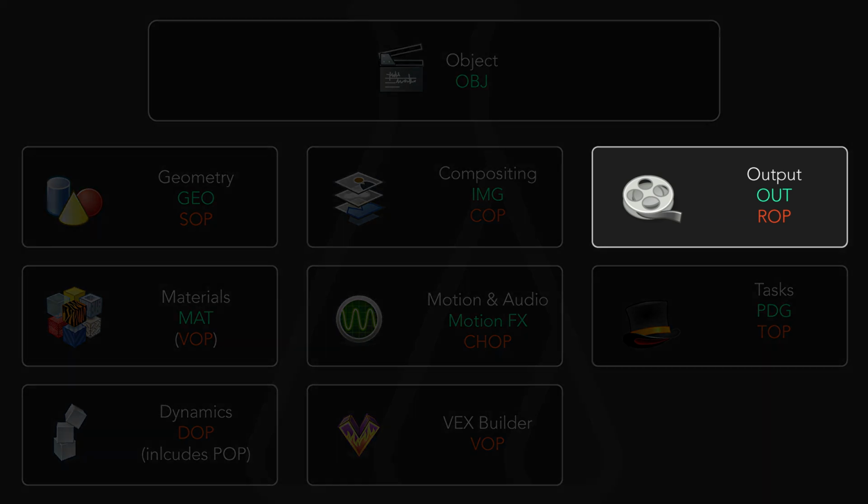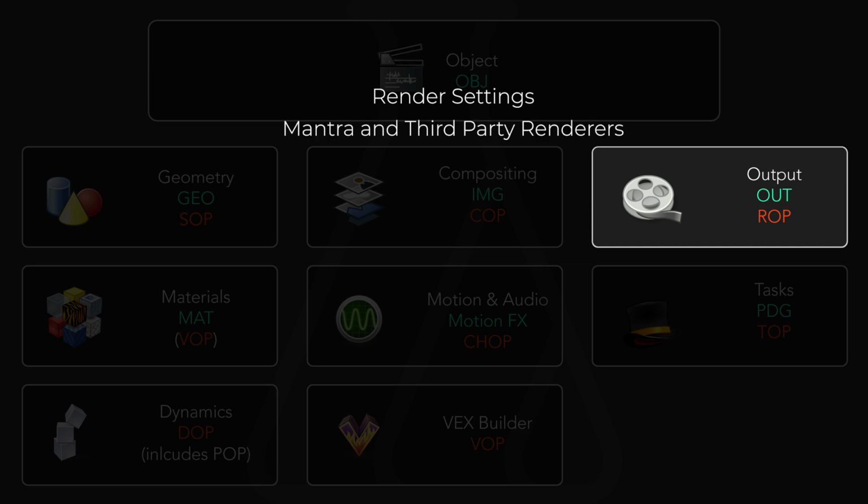Houdini has a dedicated output context for outputting renders and exporting geometry. Nodes within this output context are called ROPs, which stands for Render Output Drivers. The output context is where we would go to access render settings for Houdini's own Mantra renderer or any other third-party renderer. Within this context, we also have nodes for outputting OpenGL viewport renders, and the output context is also where we find nodes for exporting geometry.